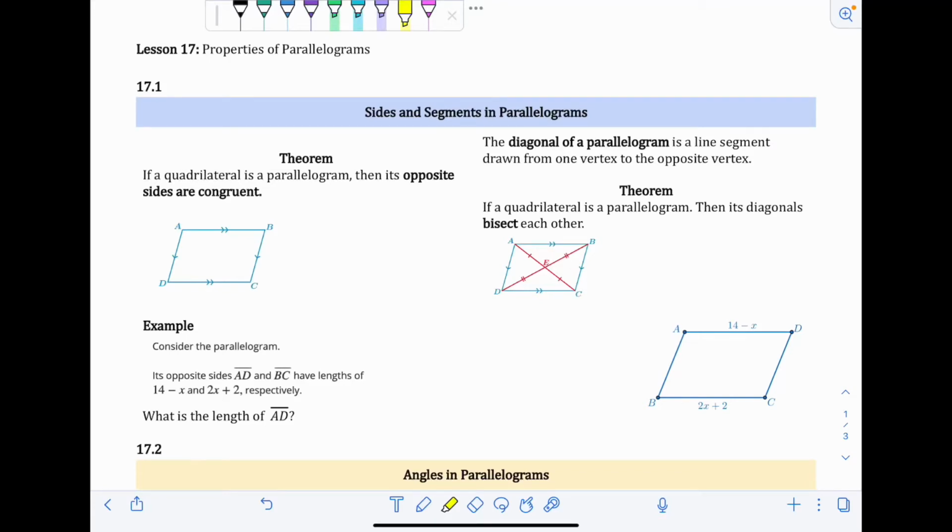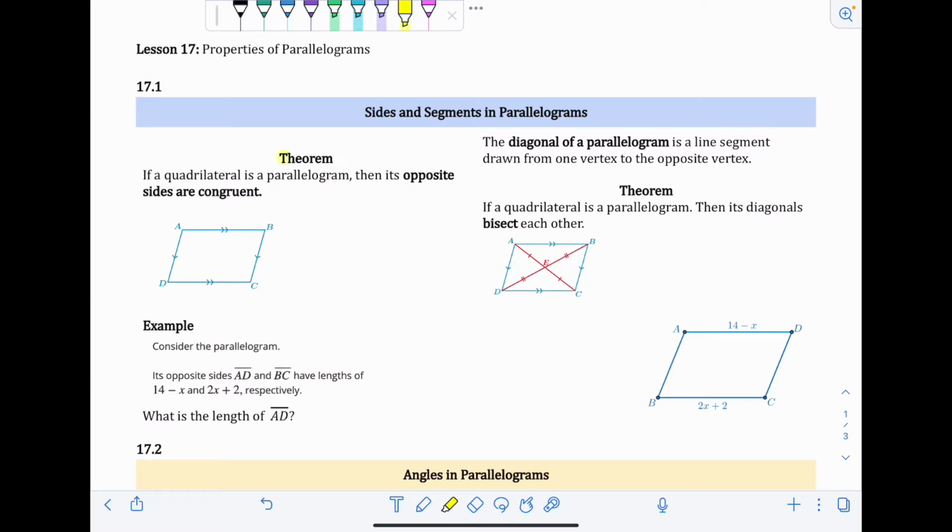Lesson 17 is properties of parallelograms, so we're shifting our focus a little bit away from triangles, but we are going to still be using a lot of the things we know about triangles to figure out things about parallelograms. So in 17.1, it's sides and segments in parallelograms. There's two new theorems in this section.